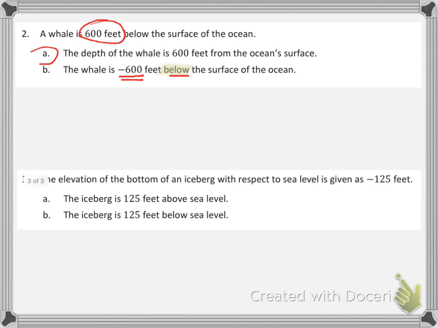Okay, let's see. 3, the elevation of the bottom of an iceberg with respect to the sea level is given at negative 125. And we have to say which one fits. A, the iceberg is 125 feet above sea level, or B, the iceberg is 125 feet below sea level. And we look at our clue here, which is negative 125 feet, and negative means below. So our answer then is B.